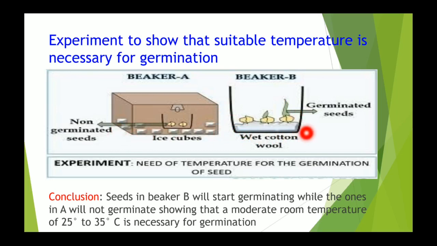So why is it so? The water is there, then why did the seeds not germinate in beaker A? It's because of the temperature. There is less temperature, as it is in a refrigerator, which means the temperature is not between 25 to 30, and that's how the seeds do not germinate. So we can say that temperature is a necessary factor for seeds to get germinated.